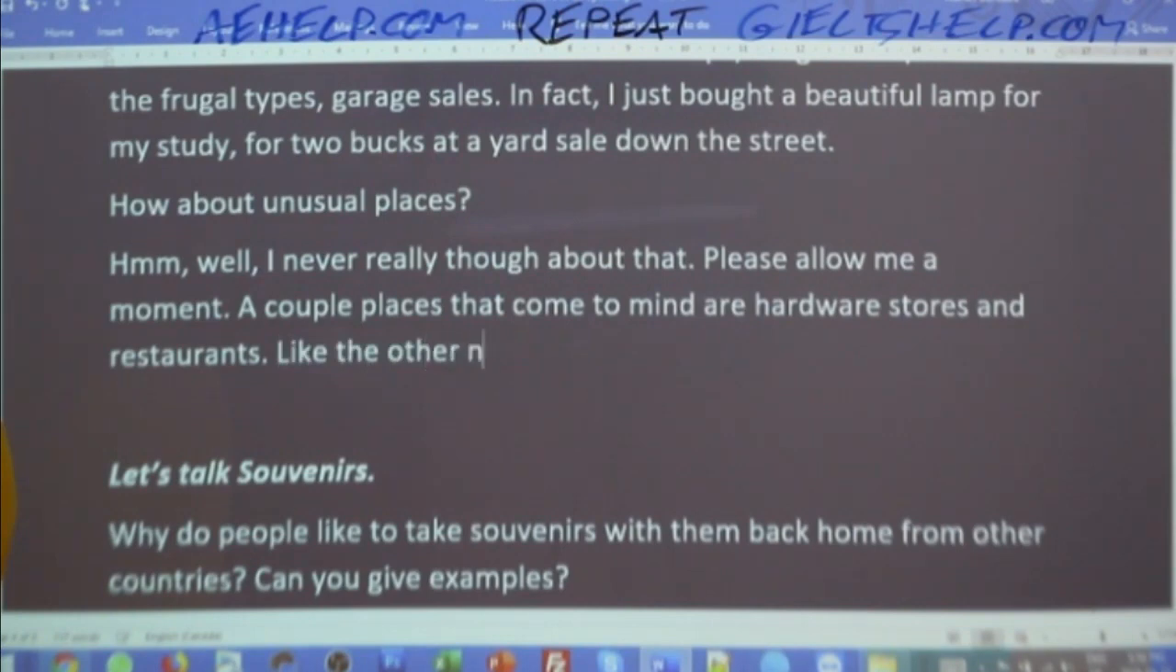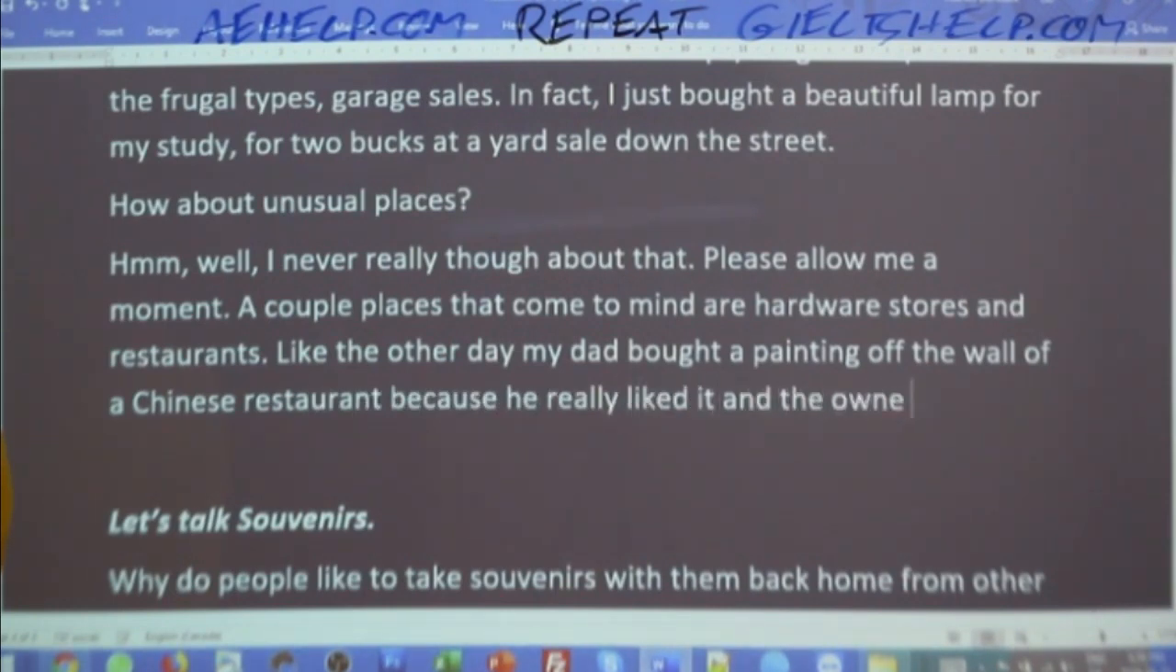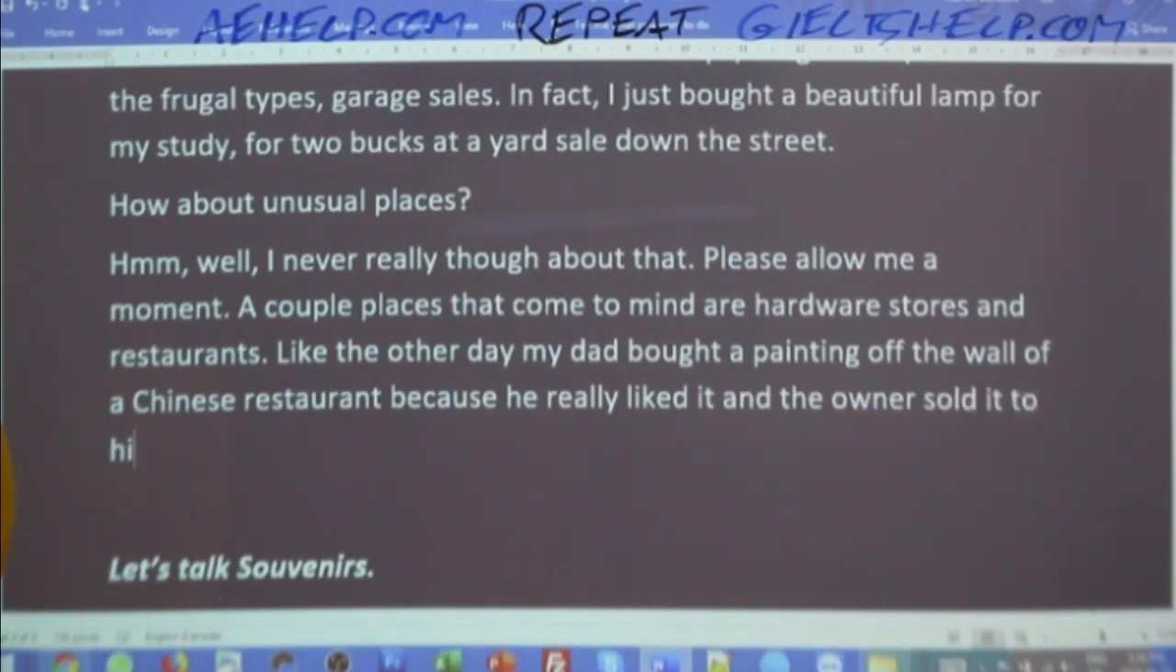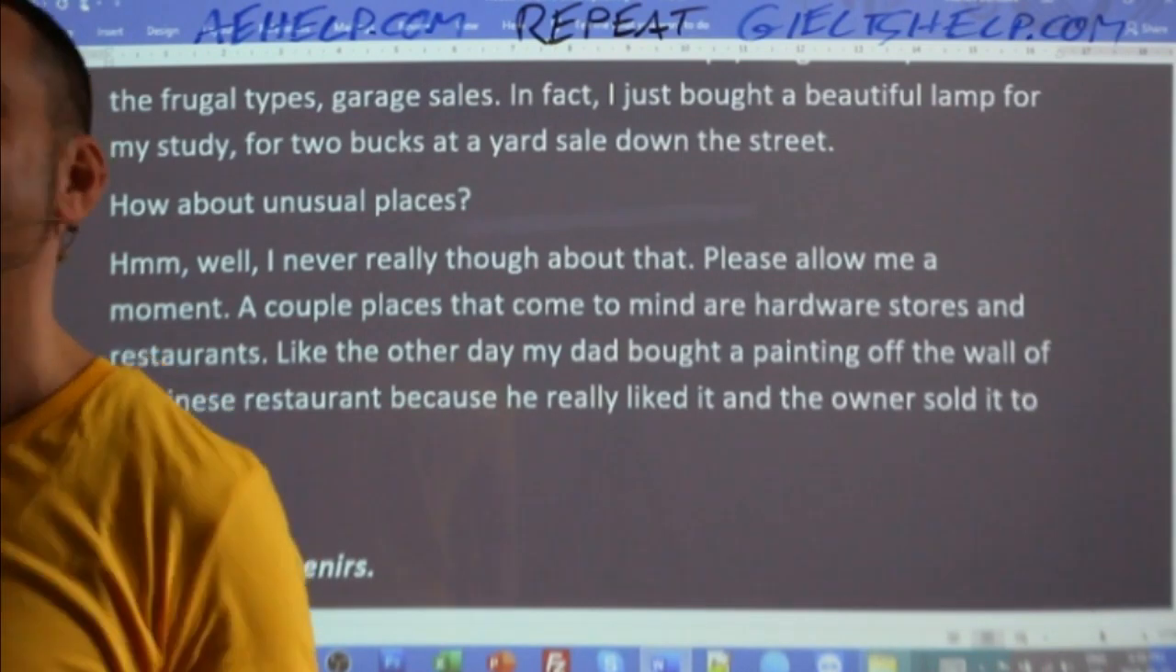Like the other day, my dad bought a painting off the wall of a Chinese restaurant because he really liked it, and the owner sold it to him. Okay, so think outside the box. Okay, Tina, there you go.